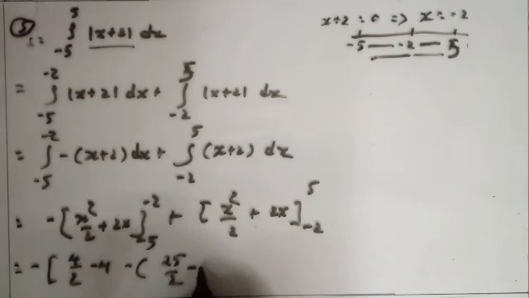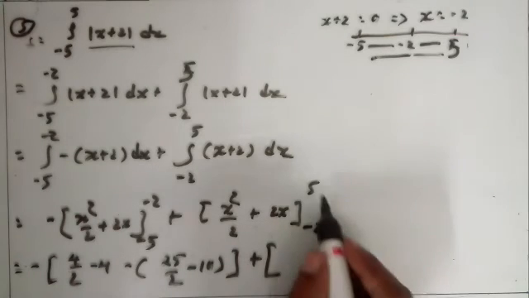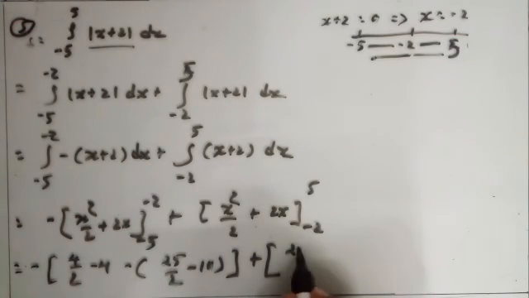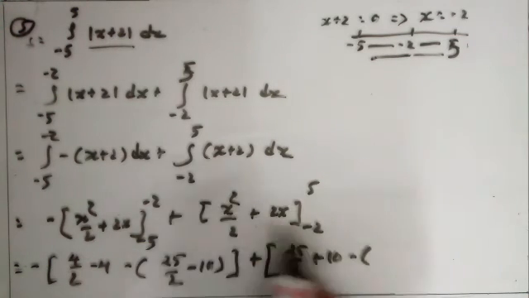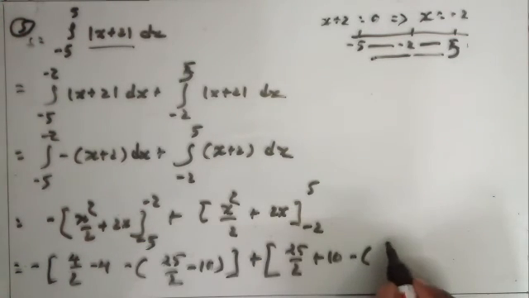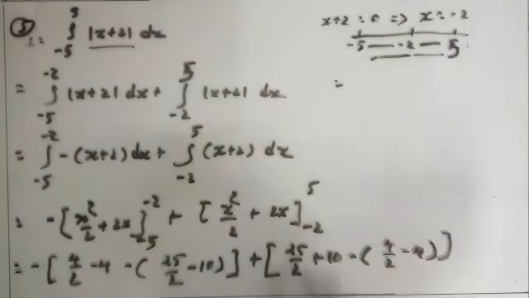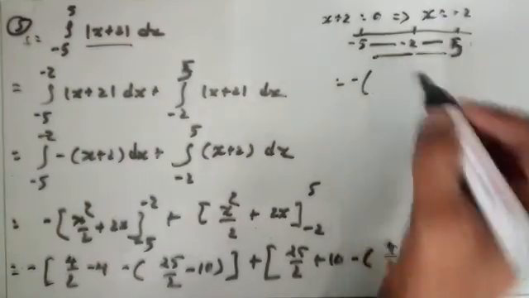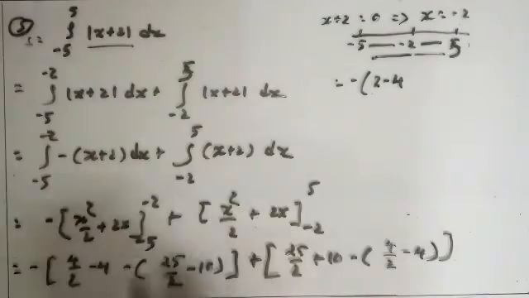Minus here 5 into 2 becomes 10. Bracket over. Plus, same applies for this. Here 5 squared is 25 upon 2, plus 5 into 2 is 10, minus into bracket. Replace x by 2. Minus 2 squared is 4 upon 2, minus 2 to 4. Okay. Now simplification. So minus into bracket, 4 by 2 that is 2, minus 4, here minus 25 upon 2 plus 10.